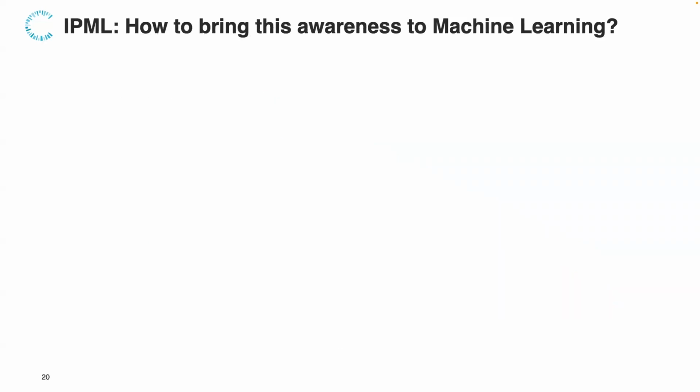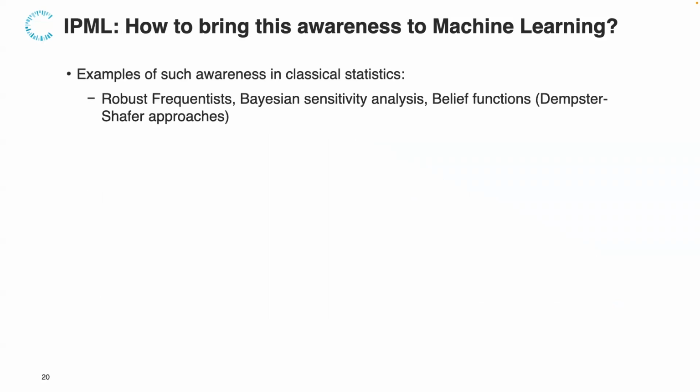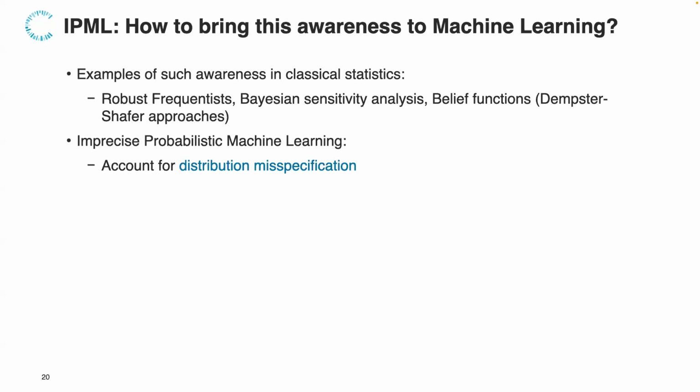So IPML, from my perspective, is how to bring this awareness of uncertainty and not knowing to machine learning. Examples of awareness from the classical statistics literature are robust frequentist tests and Bayesian sensitivity analysis. In IPML, there are a few areas, or quote unquote applications, that classical ML people might also care about, such as cases where the distribution is not specified correctly. One thing people always say is, we assume our data is IID from a P(X, Y), and then we do all the fancy stuff after this statement. But what if the first statement is already wrong? So this corresponds to the literature on domain generalization and distributionally robust optimization.